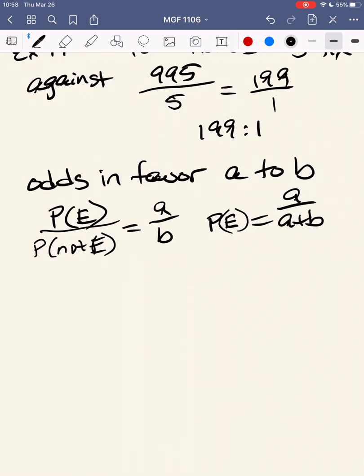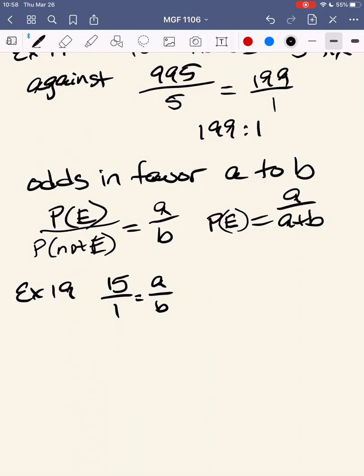So I'm going to look at example 19, and this will be the last one I do for this section. This will be the end of chapter 11. We're not going to do the last two sections. The odds against a particular horse winning are 15 to 1. That's my A and my B. Find the odds in favor of the horse winning a race and the probability of the horse winning the race.